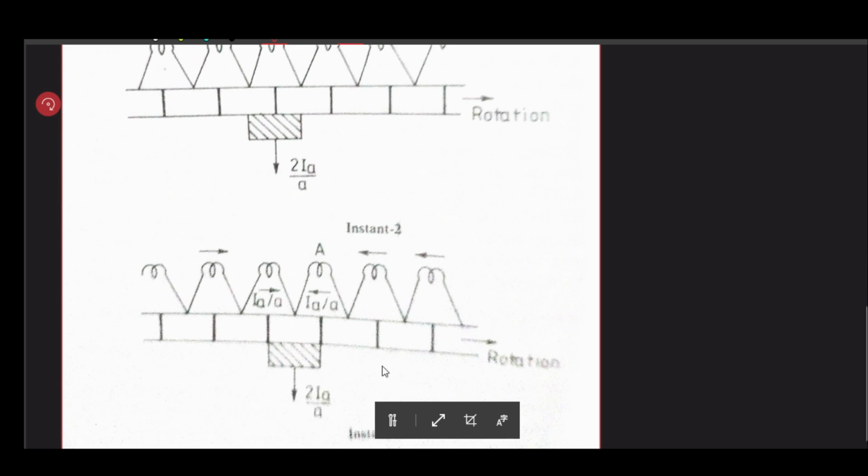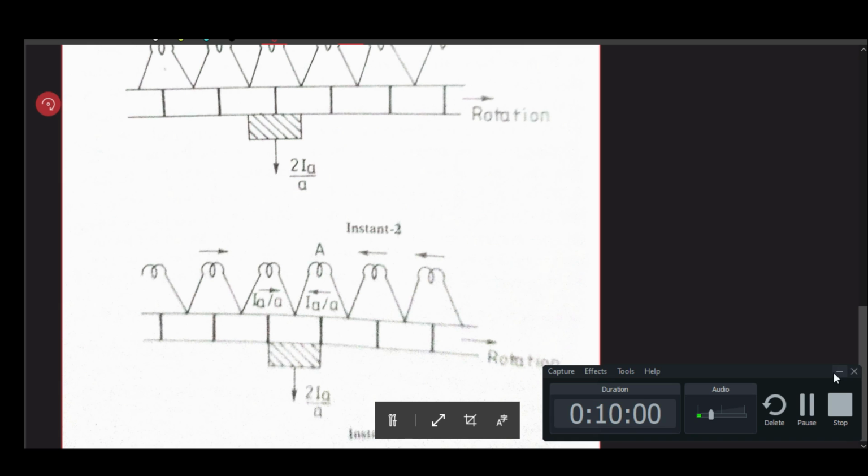Now, this is the case of commutation, and after this you will observe that the current in coil A is flowing from right to left. So this is an example of the commutation procedure. Now let us understand this in detail.